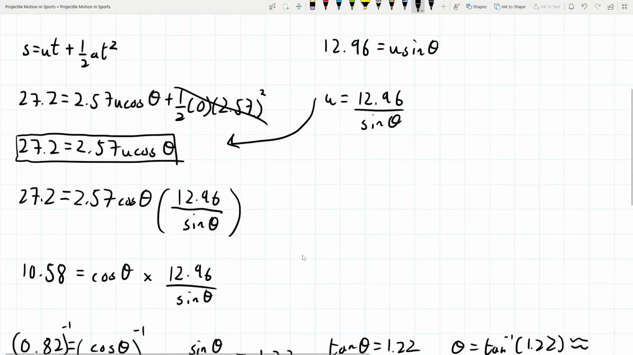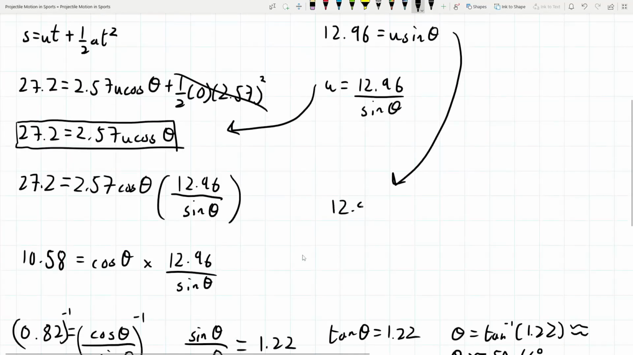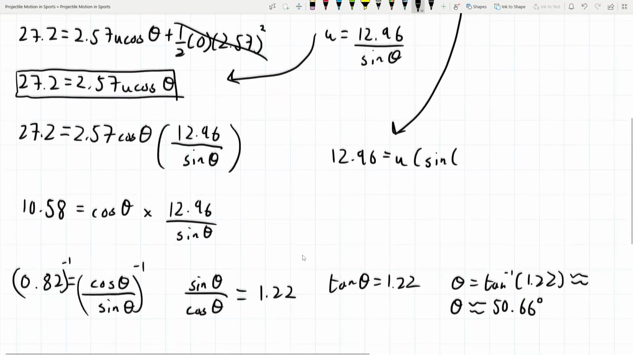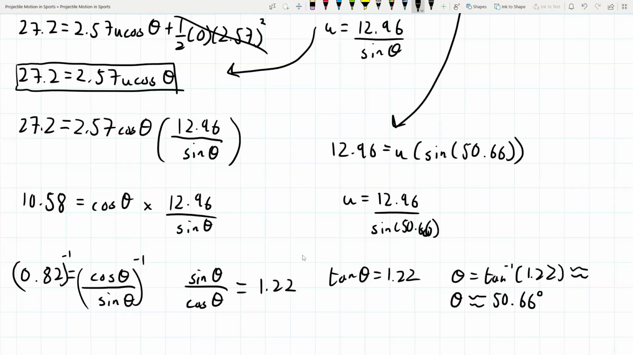So if we go back to this equation, 12.96 equals u times sine of 50.66. So we divide both sides by sine of 50.66. So u equals 12.96 over sine of 50.66, which is approximately equal to 16.76 meters per second.